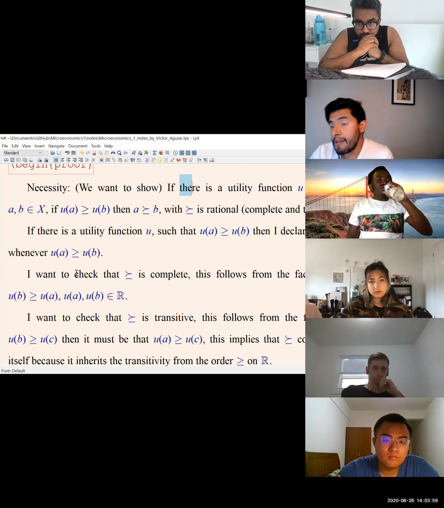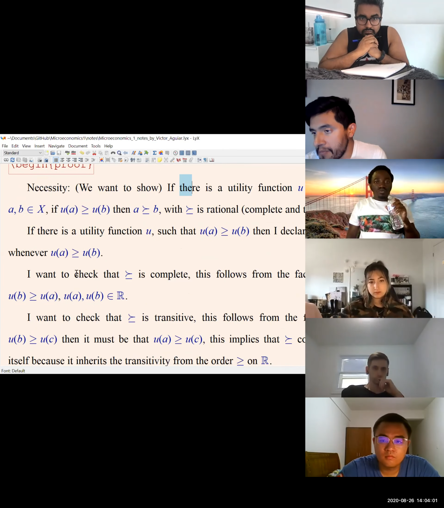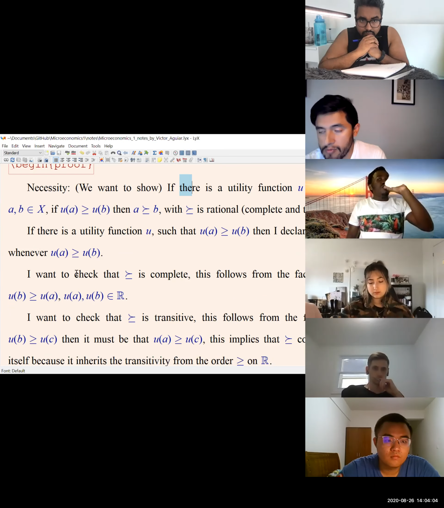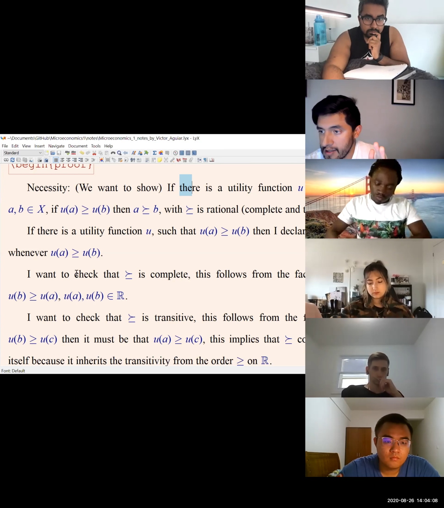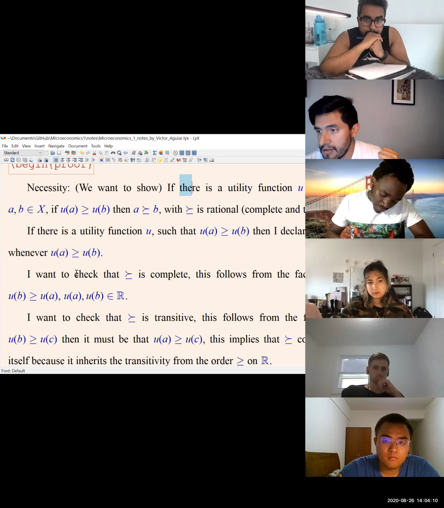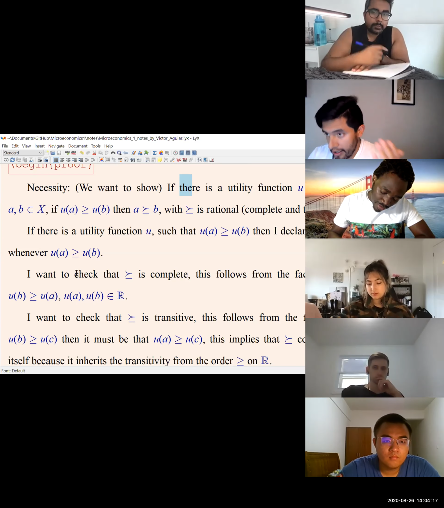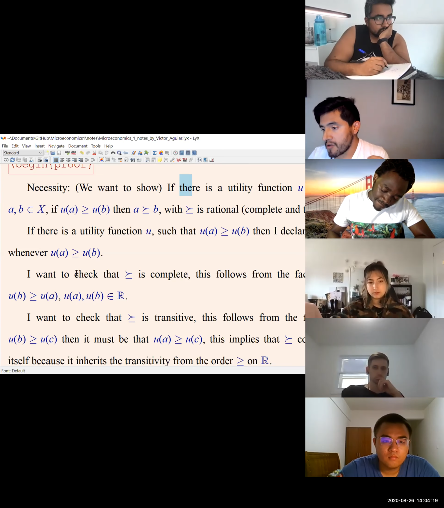So what I did is I defined a binary relation using the numbers of the utility, right? For instance, Shumen gave me an expected value. I said, okay, if the expected value of this vector is bigger than the expected value of this other vector, I declare vector 1 to be strictly preferred to vector 2, okay? Now, if that's the case, I want to just check that this preference that I define is complete and transitive.